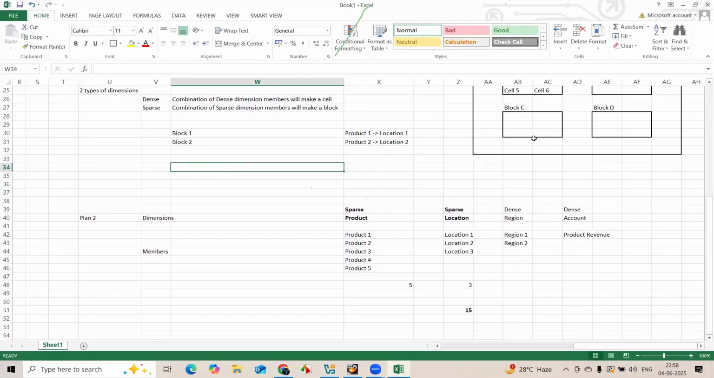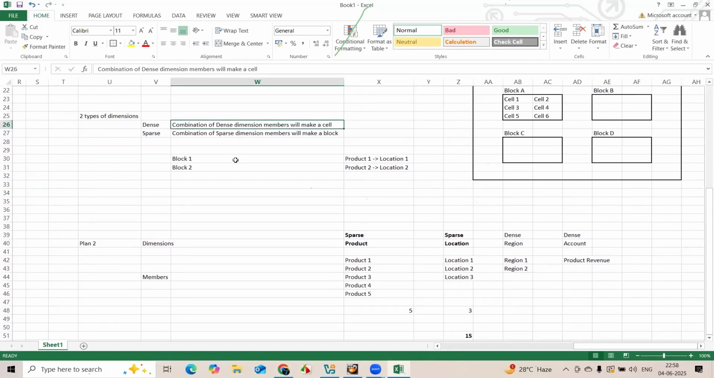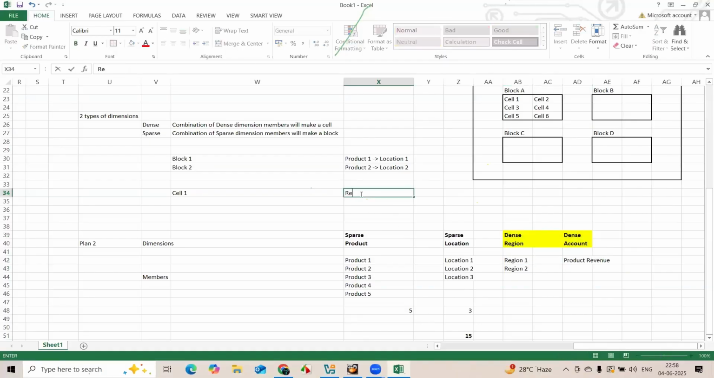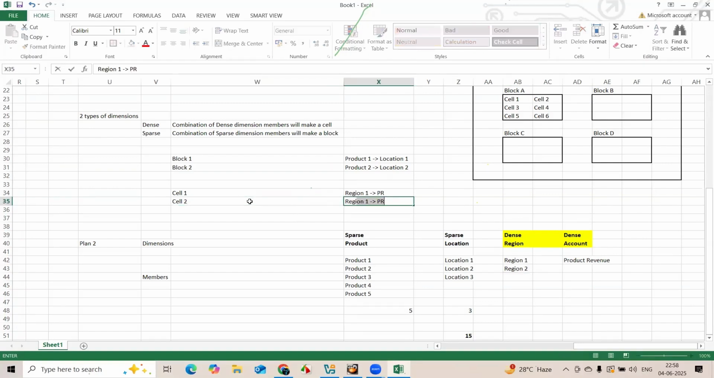And coming to the cells, what makes a cell? I just said a combination of dense dimension members will make a cell. For example, what makes cell 1? These two are tagged as dense. So cell 1 is region 1 with respect to product revenue, I'm taking it as PR, and cell 2 is region 2 with respect to product revenue.